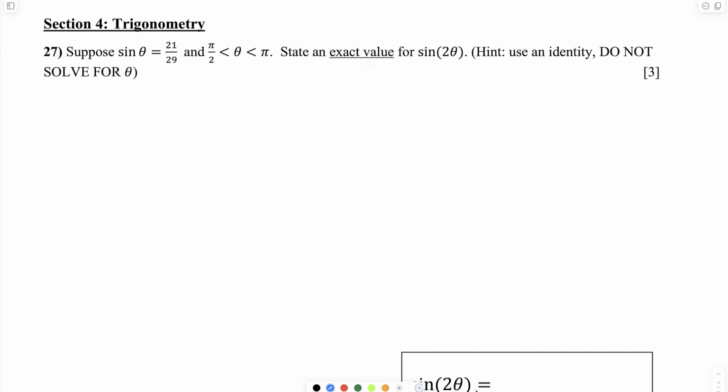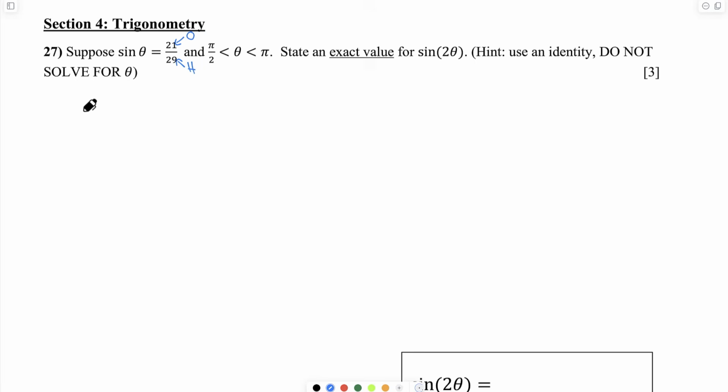On to trigonometry. Number 27 says, suppose sine theta is 21 over 29. A sine ratio, I'm just going to make a note here, is opposite over hypotenuse. And it tells me that the angle is between pi over 2 and pi, so I know it's in quadrant 2. State an exact value for sine of 2 theta. Hint: use an identity, don't solve for theta.